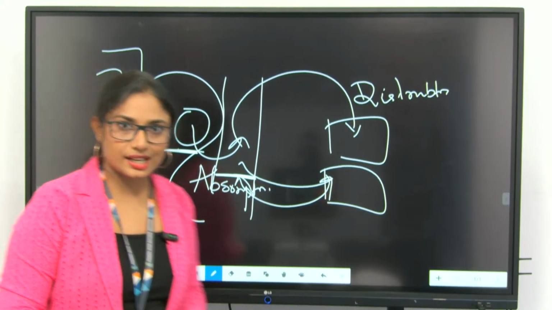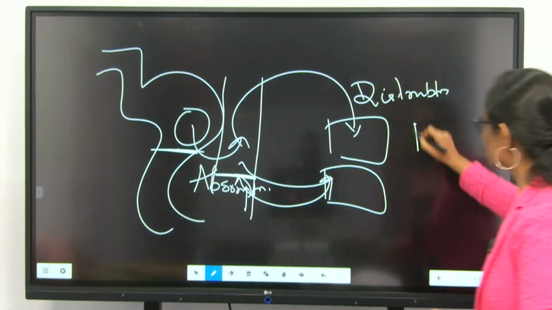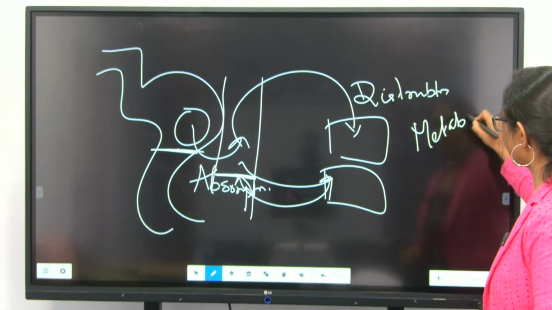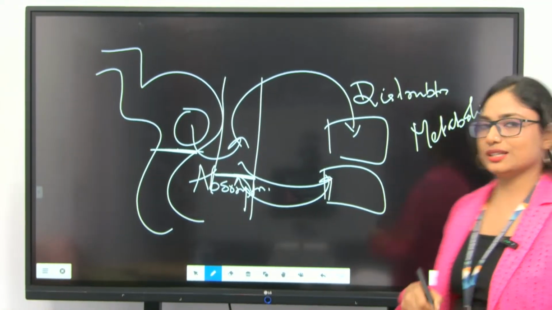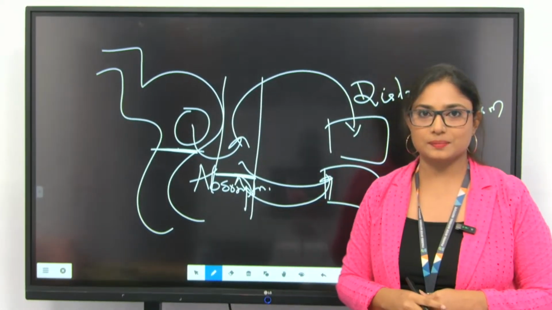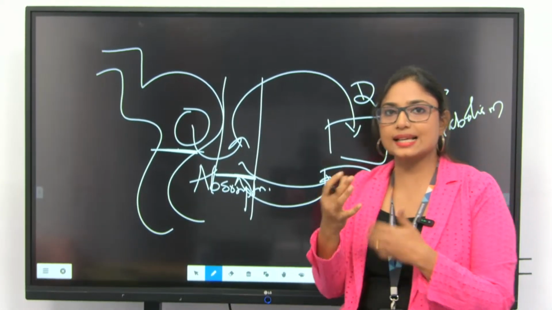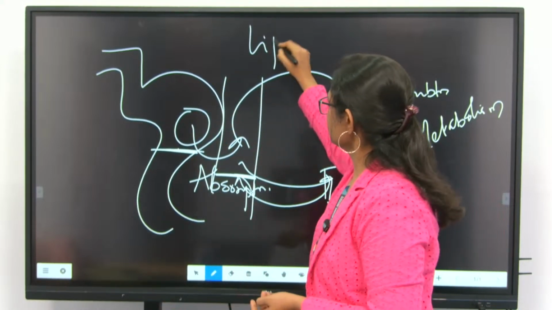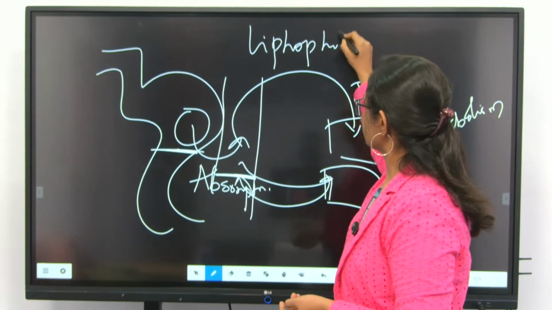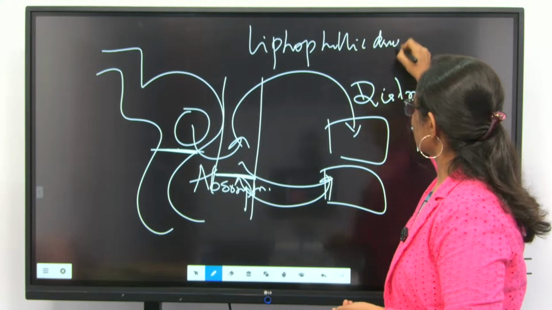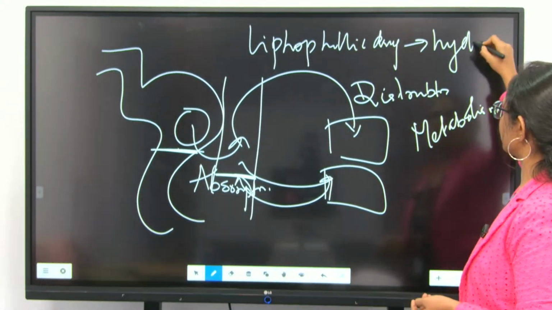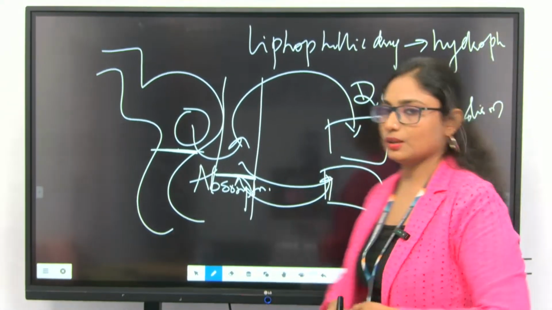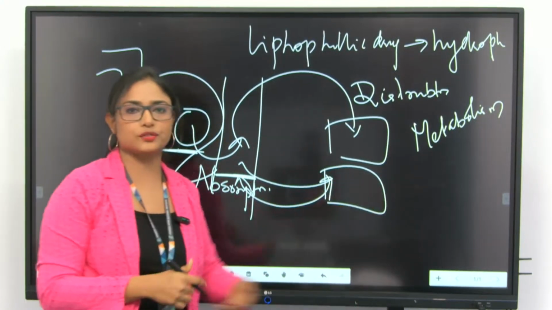So for excretion, it should undergo metabolism. Now, what is metabolism? Metabolism is the conversion of a lipophilic drug to a hydrophilic drug. Why is it the conversion of lipophilic to hydrophilic form?